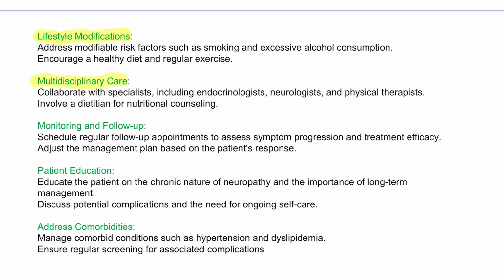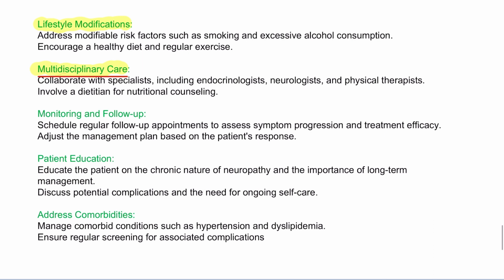Lifestyle modifications: address modifiable risk factors like smoking and excessive alcohol consumption, and encourage a healthy diet and regular exercise. Multidisciplinary care, remember this is a buzzword and you must mention it in all the chronic cases. We're going to involve the other specialties, so it will be multidisciplinary care. Collaborate with specialists including endocrinologists, neurologists, and physical therapists. Involve a dietitian for nutritional counseling.